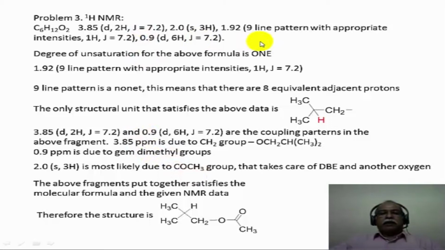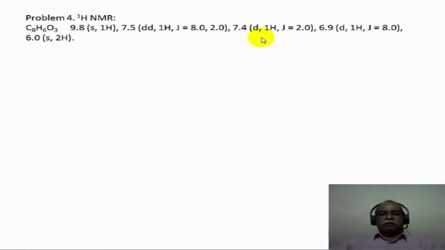The idea here is to illustrate the point that when you have a 9-line intensity pattern, pattern recognition is extremely important. Once you recognize the pattern, you should be able to translate this into structural information, which is that this particular fragment, the isobutyl group, is responsible for this kind of pattern that is present in the NMR spectrum.